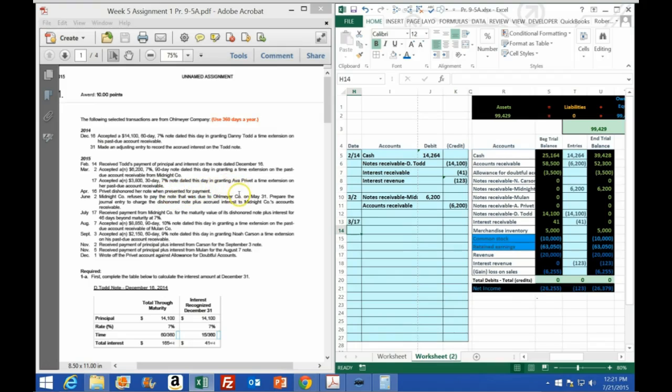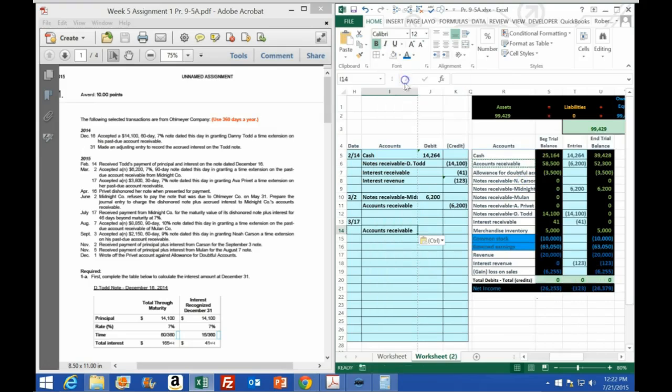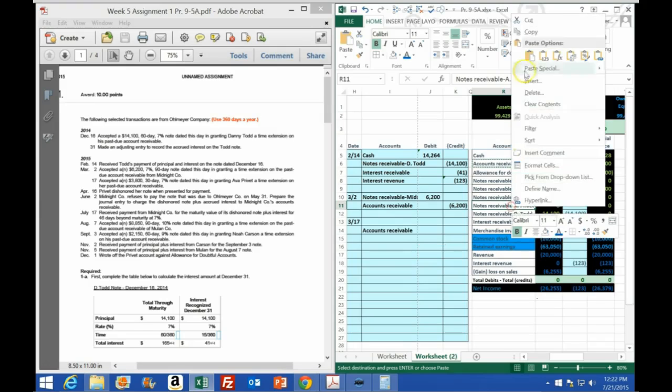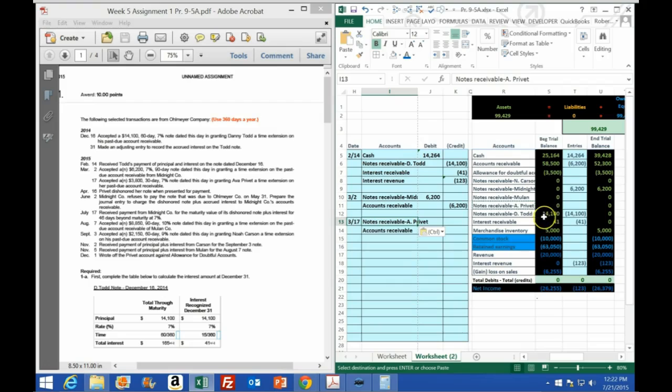Next one, on March 17th, so we're going to say 3/17, accepted a 3/8, 90-day, 7% note dated this day, granted to Privet a time extension for past due receivable. So same thing is happening here. We're saying that accounts receivable is not being paid, therefore we're going to move it from here to the note receivable. Accounts receivable has a debit balance. We're going to make it go down by doing the opposite thing to it. And we're going to put it into another asset, which is a note receivable. And we're going to copy that and paste it here because it has a debit balance. We're going to make it go up.